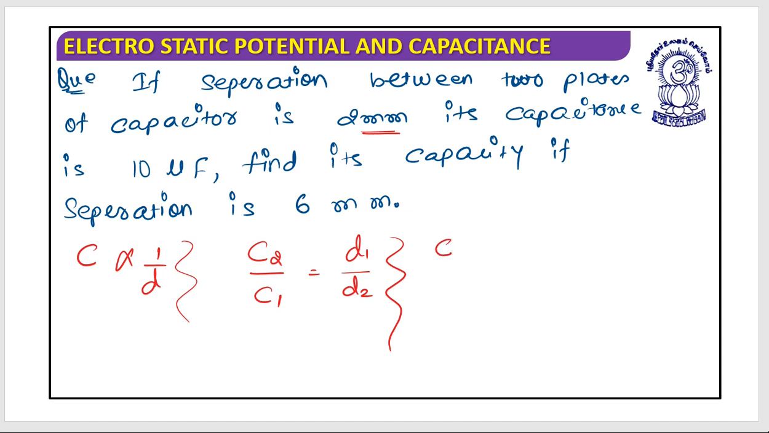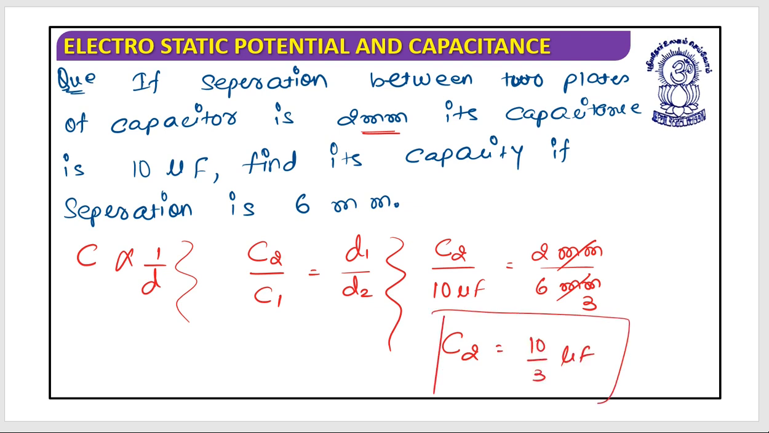So this is C2 divided by 10 microfarad should be equal to D1, the initial separation. This is 2 mm and this is 6 mm. So this is thrice of this. So C2 would be equal to 10 by 3 microfarad. This should be the answer.